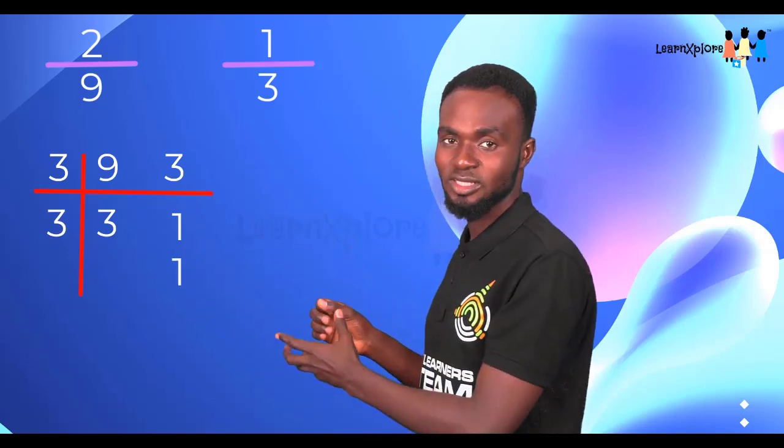So we have 3 into 3, 1. And then you bring down the other one. So the common factors are 3 and 3. So you multiply them. You have 3 times 3 will give us 9. We found the least common denominator, which is 9.